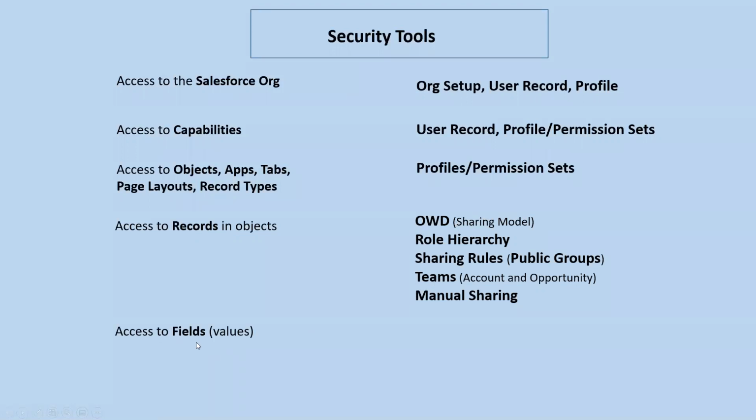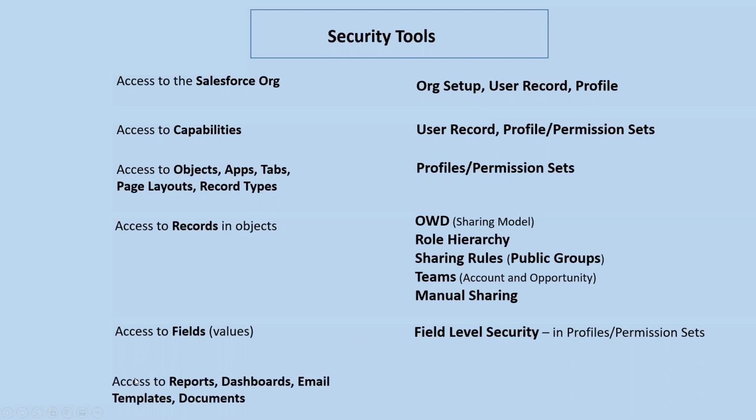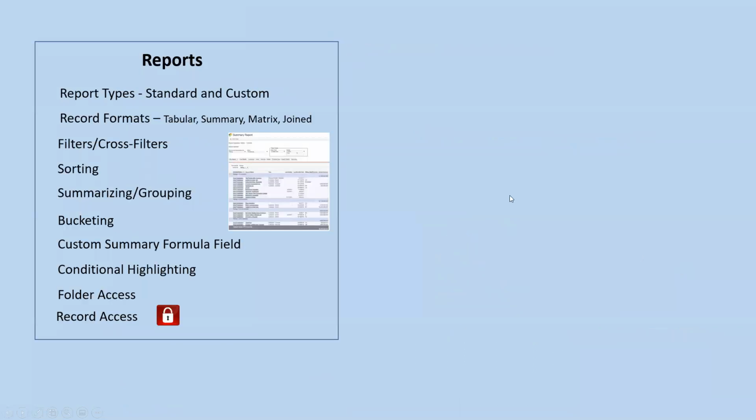And then even more granularly, we can control the access to specific fields in those objects. And we do that with something called field level security, which actually happens once again in profiles and permission sets. And finally, access to reports, dashboards, email templates, and documents are controlled by folders. You create folders, you specify who can do what with those folders, and that gives those people access to all of those things.